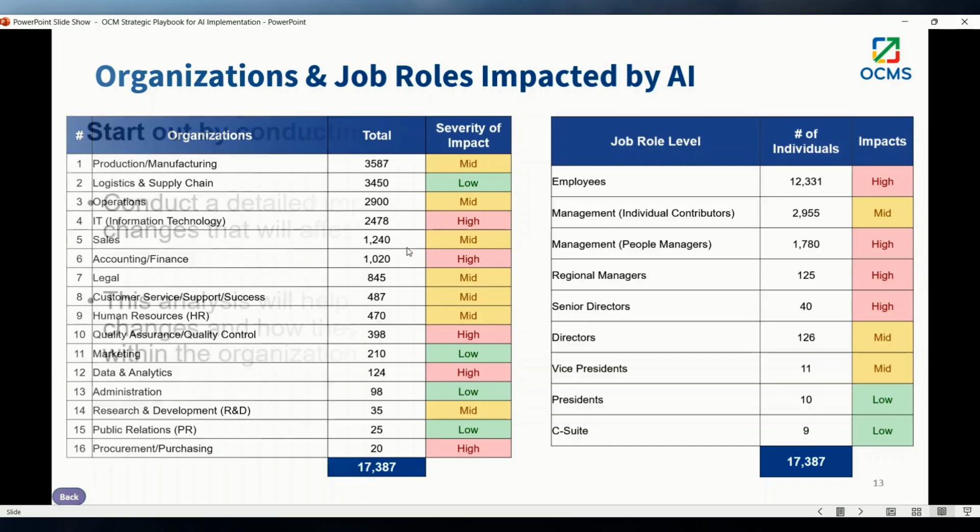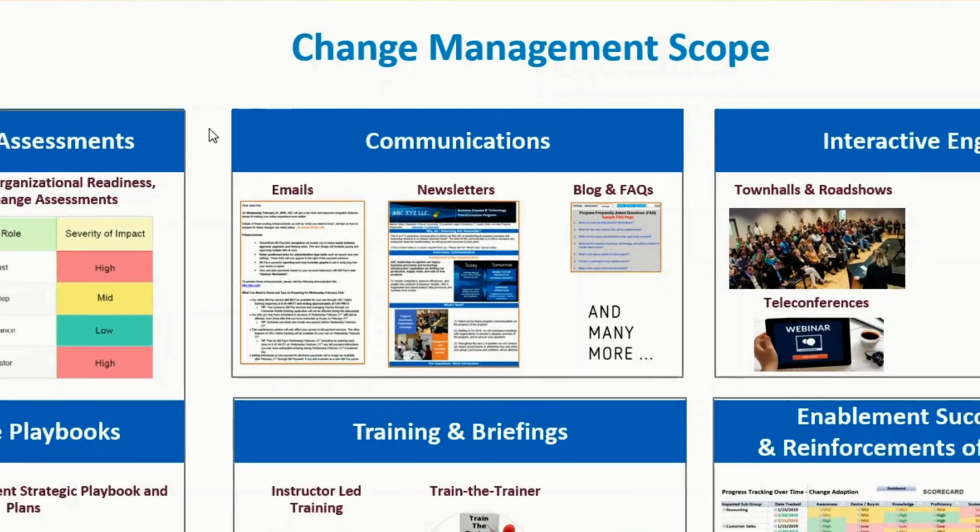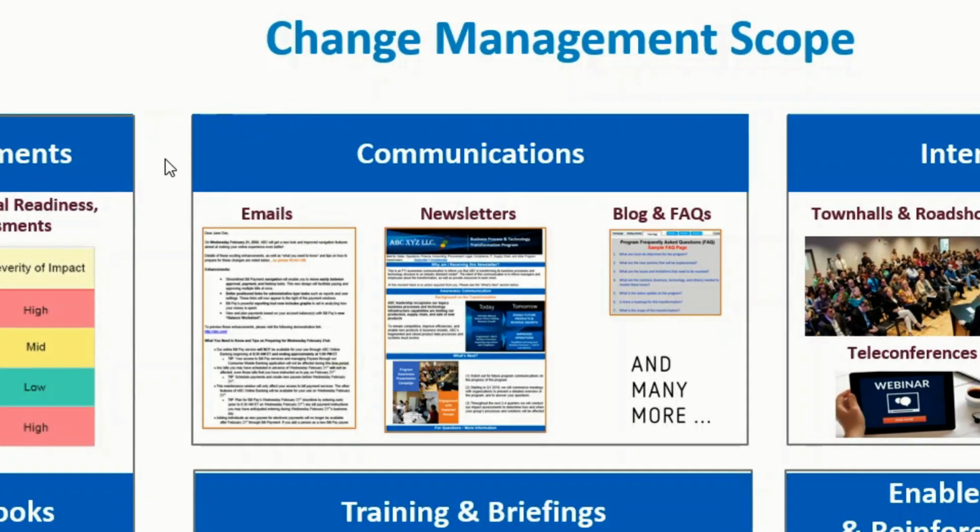So once again, coming back to this strategic playbook, we have put it together for you. It includes different sections, not just the section about resistance mitigation. There are other things that are important for you to do to prevent resistance from happening. One of those is providing effective communications about what the AI implementation is all about.